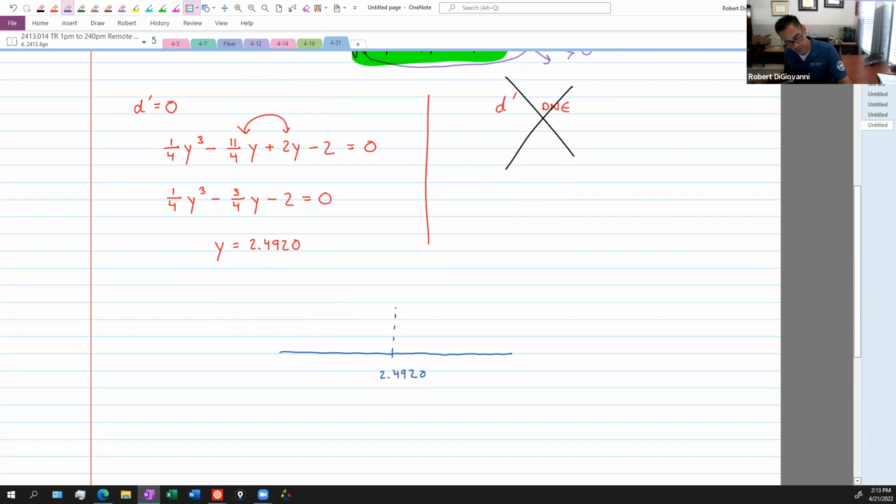We're going to put 2.4920. We're going to remember that there are no restrictions, right? There are no restrictions. So I need a test point, something over here. How about 0? Test point over here, how about 10? And these are being plugged into the derivative, right? So I need the derivative at 0, and I need the derivative at 10.